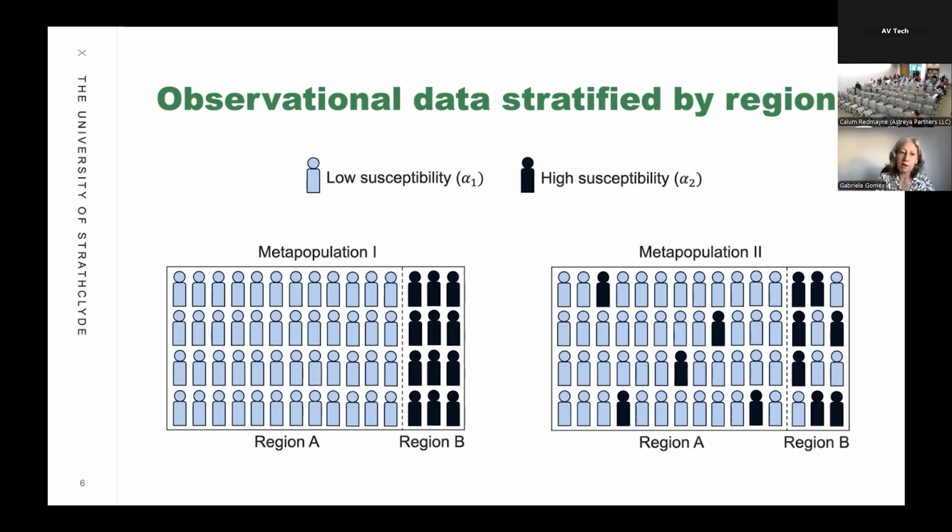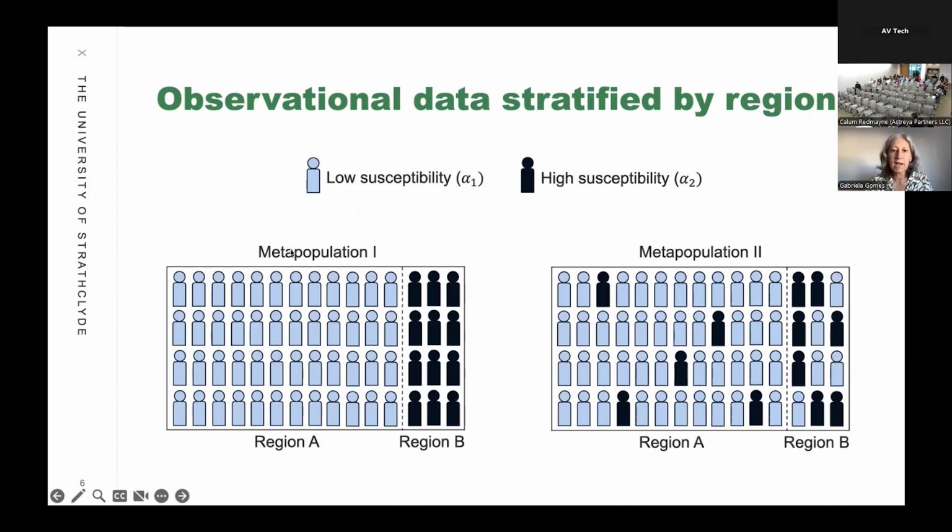If we are in a region where transmission intensity is lower, then that selection and depletion of the most susceptible individuals is going to have less impact on the outcome of the model. So if we have regions of different transmission intensities, we are able to reconstruct the susceptibility distribution. Suppose that we have individuals of low susceptibility and individuals of high susceptibility. The susceptibility factors are here, alpha 1 and alpha 2.